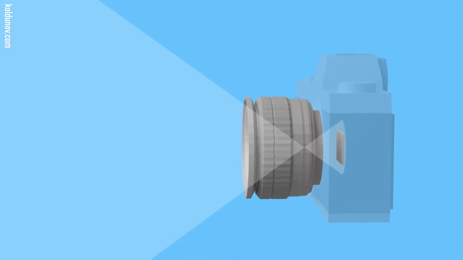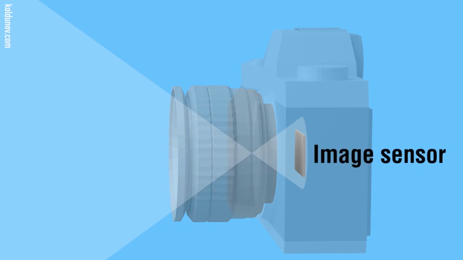The camera consists of two main parts, the camera body and the camera lens. The lens creates an image and the camera captures it using a special sensor. Previously, film was used as a sensor, but now image sensors are mostly digital.